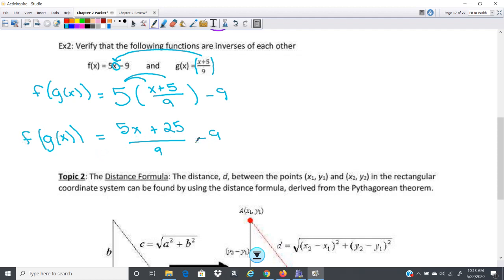So these are not going to be inverses because it has to happen with both of them. So you're good to go there. Okay, so this is not inverses. If it doesn't work with one of them, it's not going to work with the other one. It has to work with both.